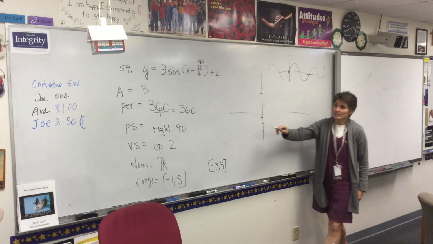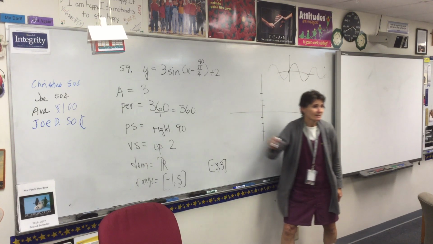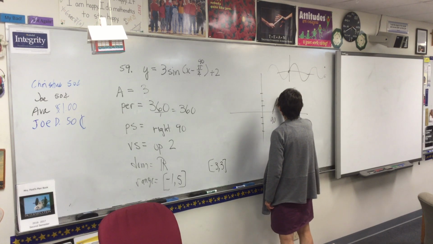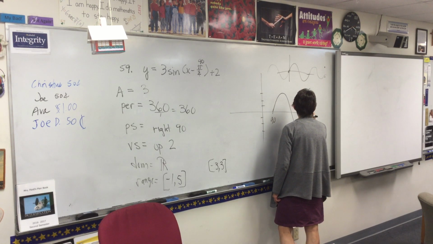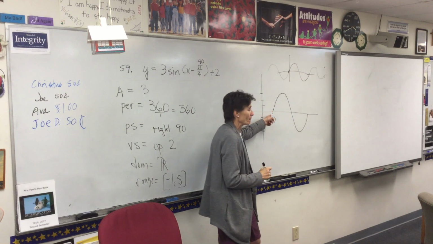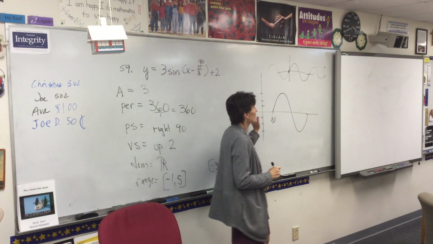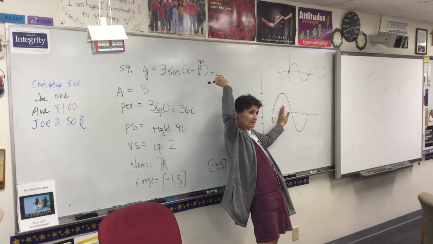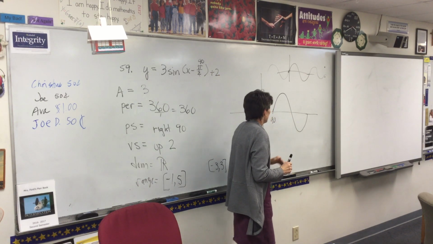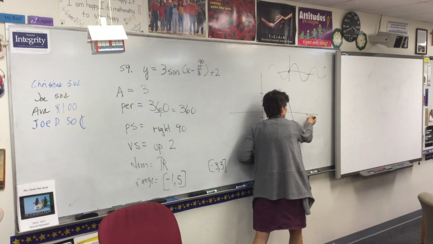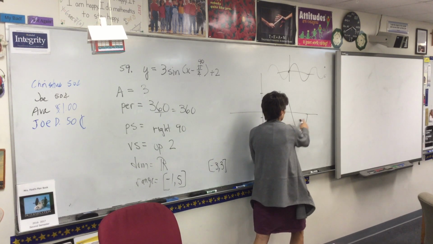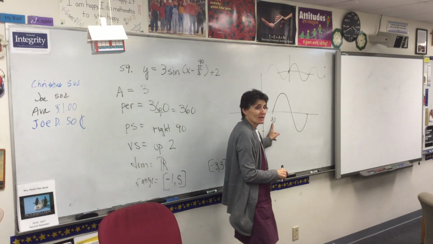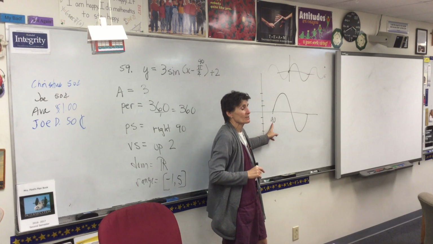But this one has been shifted right 90. So it is going to be drawn over here. It starts over here at 90. It doesn't start at the origin because it got shifted 90 inside the parentheses. Now the period is 360 degrees. So from here, wrong on that one, no. So the period is 360 degrees.